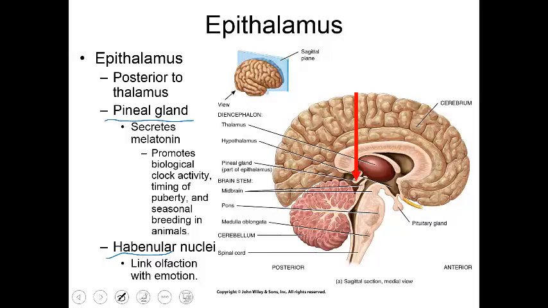So if you went on a first date and if you had roses, every time you smell roses, it could remind you of that first date. So that is smell linked with emotion and memory.